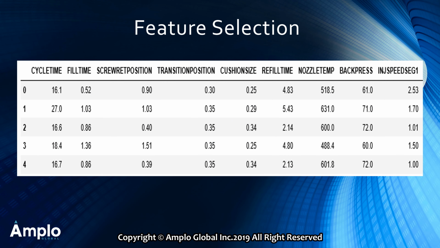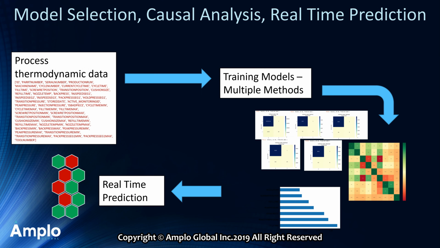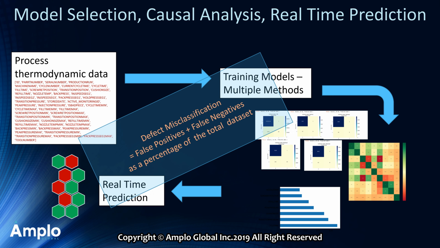Once we have clean, normalized data, we select the appropriate feature set by identifying data fields that show variations based on defects in the mold. We then run the selected features through multiple data modeling algorithms, and out of those, we pick the one that falls under the most acceptable defect misclassification rate.